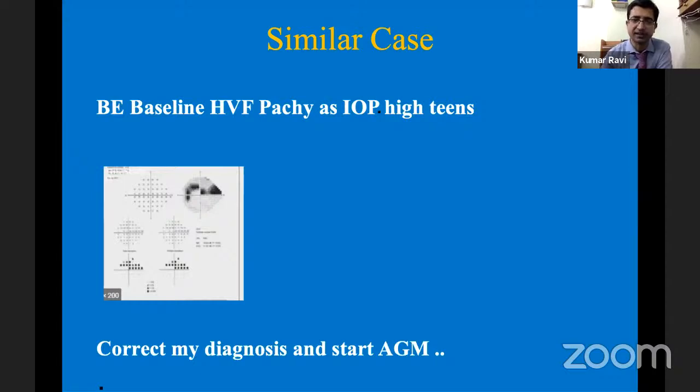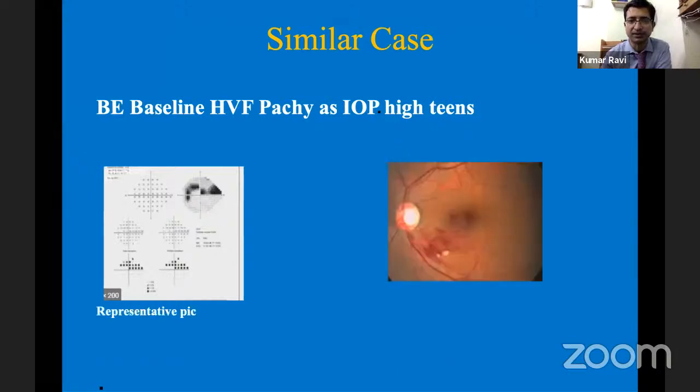So I thought, no, let's dilate the patient, check again what I missed. Okay, when I dilated the patient, there was something else which I was not expecting. So between my advice for the perimetry and the perimetry coming, a new event had happened.